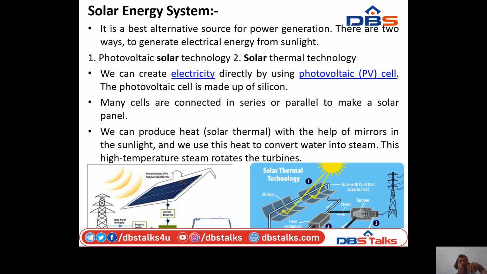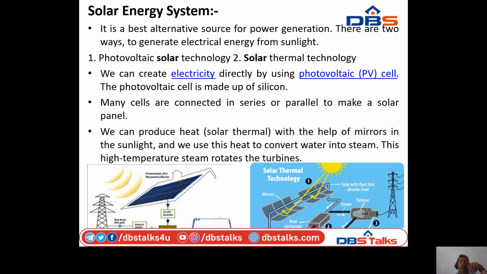Solar energy system. It is the best alternative source for power generation. There are two ways to generate electric energy from sunlight: photovoltaic solar technology and solar thermal technology. We can create electricity directly by using a photovoltaic PV cell, and a photovoltaic cell is made up of silicon. Many cells are connected in series or parallel to make a solar panel.